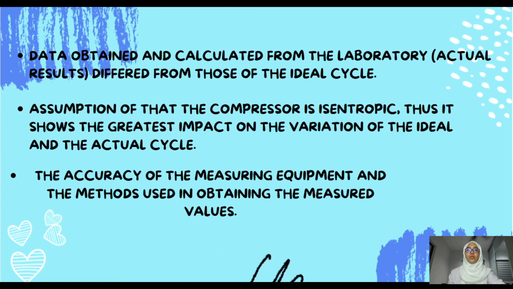This occurs due to some errors during the experiment, such as the accuracy of the measuring equipment and the methods used in obtaining the measured values. Moreover, the actual cycle would greatly approximate the ideal cycle if assumptions such as constant pressure heat transfer across the heat exchangers could be met, along with a reduction of heat transfer to and from the environment through insulated devices. Thank you.